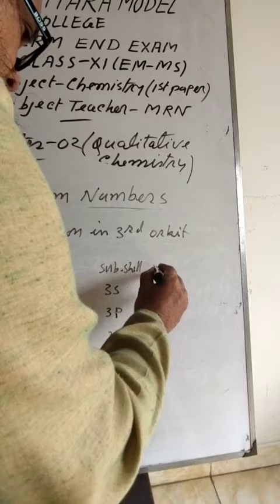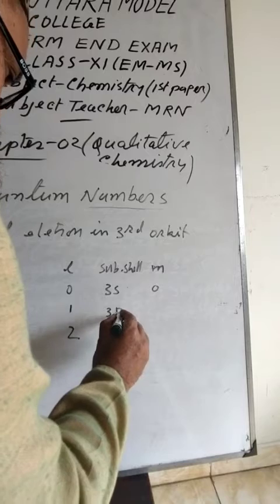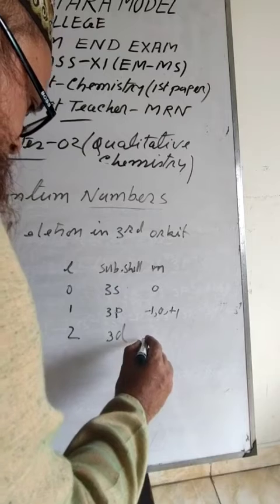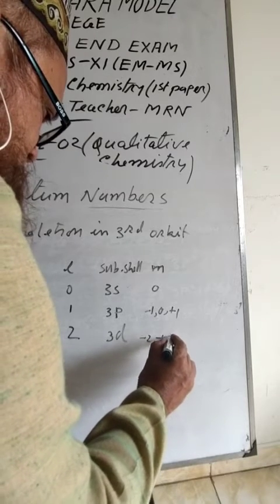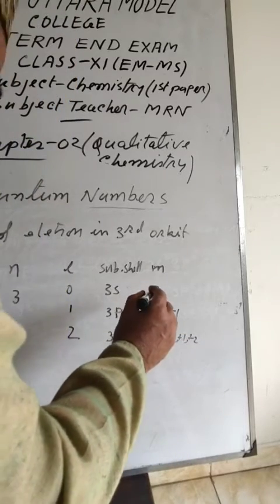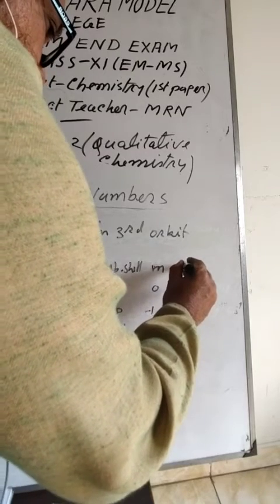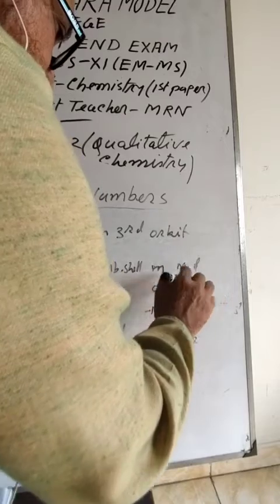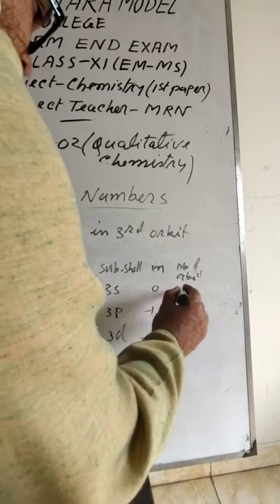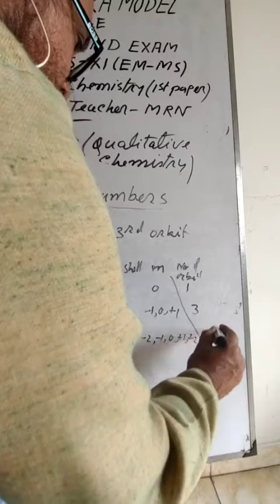Now, the magnetic quantum number m will be 0 for s, -1, 0, +1 for p, and -2, -1, 0, +1, +2 for d. The number of orbitals will be 1, 3, and 5.